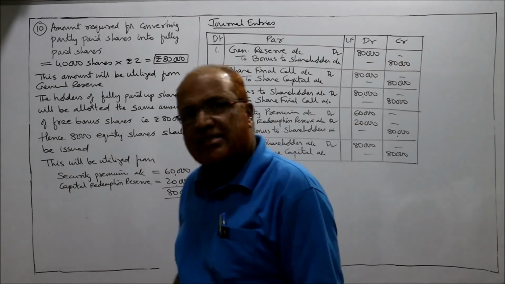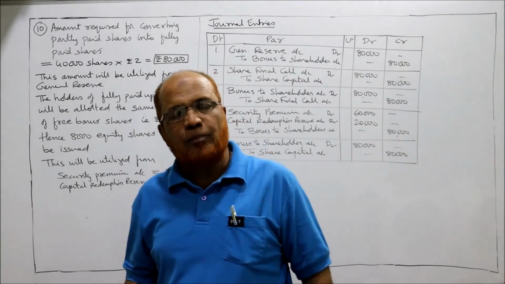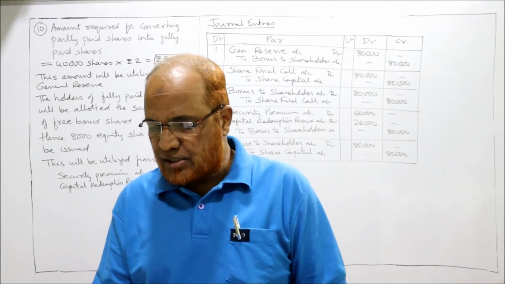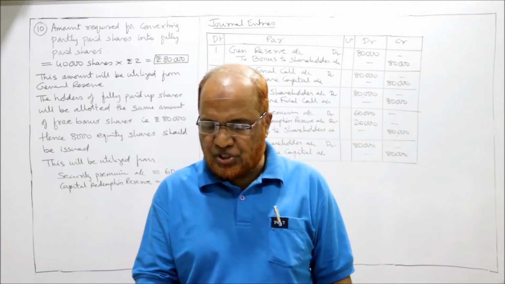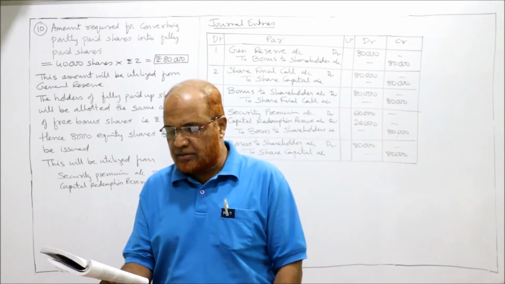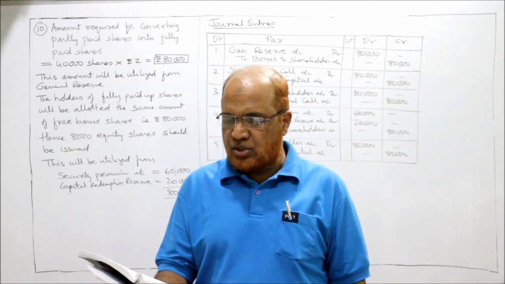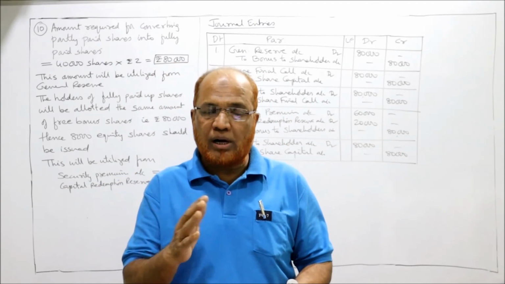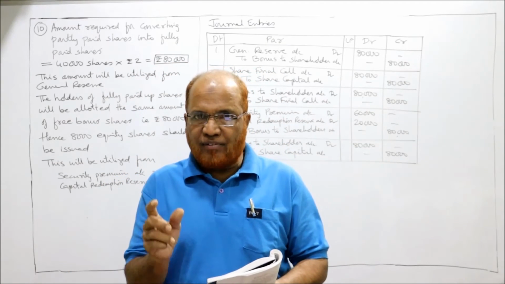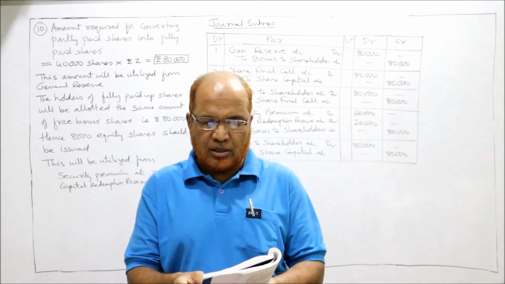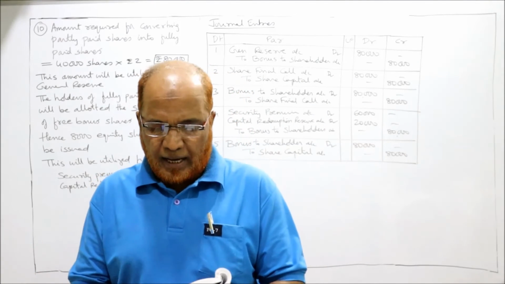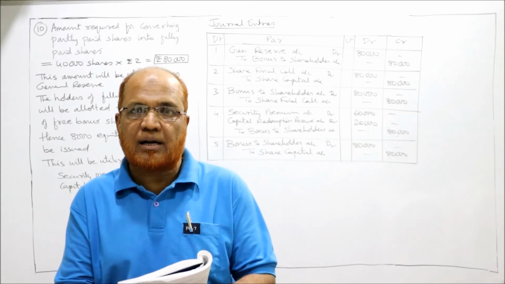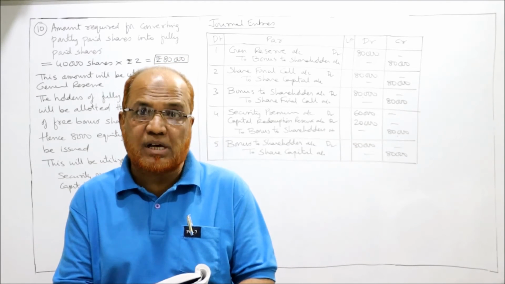Come on students, now we'll start the last and final problem on bonus shares. Mahalakshmi Company Limited's share capital consists of 80,000 equity shares of rupees 10 each, fully paid, and 40,000 equity shares of rupees 10 each, 8 rupees per share paid up. So they have two classes of equity shares. First class of equity shares 80,000 shares fully paid up, and second class of equity shares 40,000 equity shares which is partly paid up, 8 rupees paid up, 2 rupees unpaid.